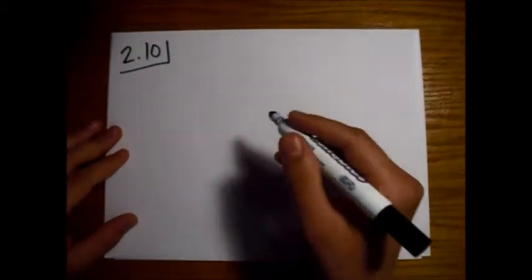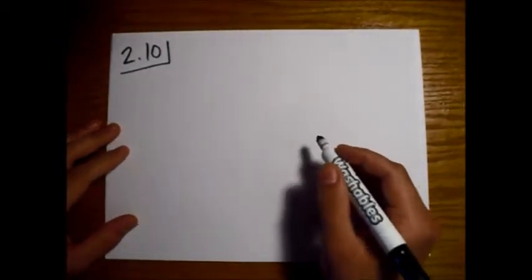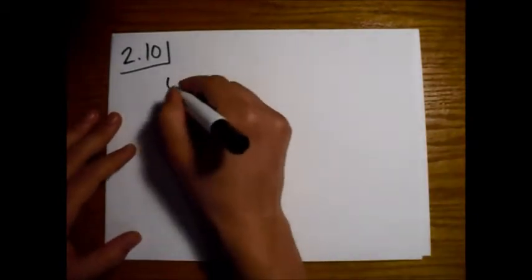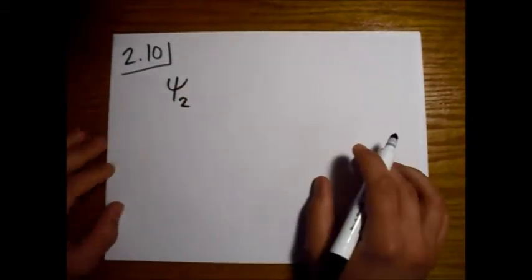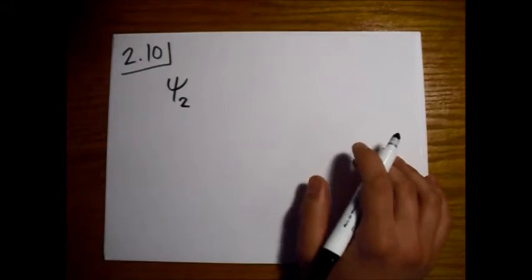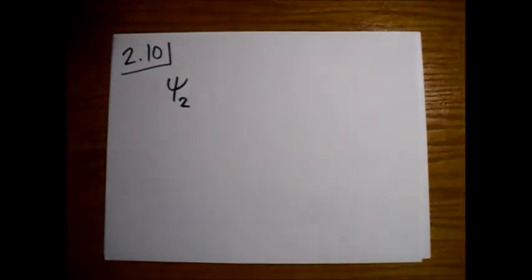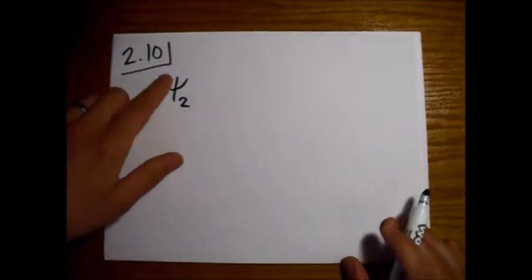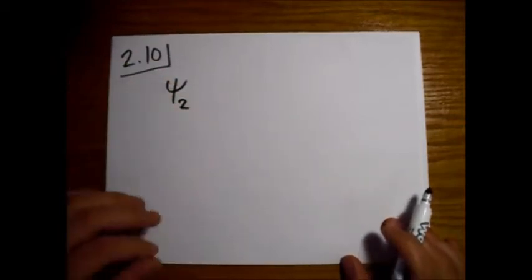Alright, so this is Griffiths Quantum Mechanics, problem 2.10. It's a three-part problem. The first part is to construct the third state, the energy eigenstate of the harmonic oscillator. So you have psi 0, psi 1, and now we're on psi 2.